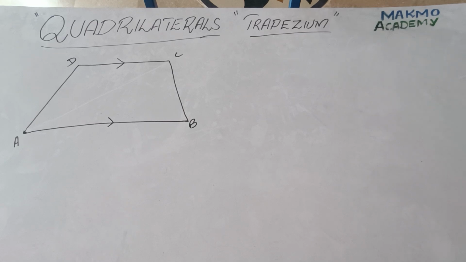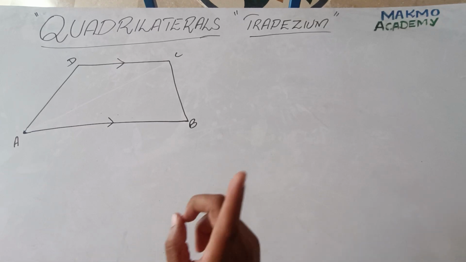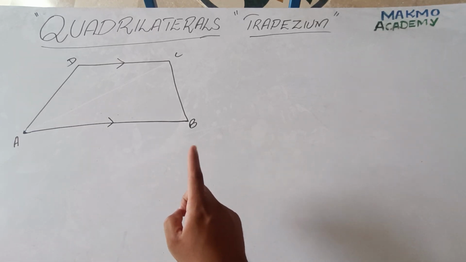Welcome to MacMo Academy. In this video, we will learn about quadrilaterals and specifically about trapezium. So, before starting the problem, let's discuss the properties of trapezium. A trapezium is also a quadrilateral, means four-sided figure, but in this there is only one pair of parallel sides.